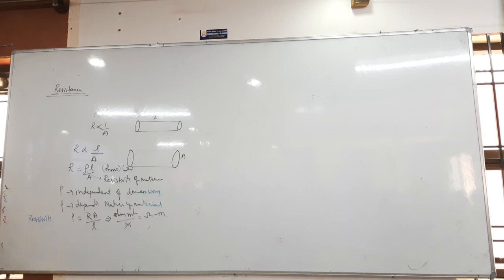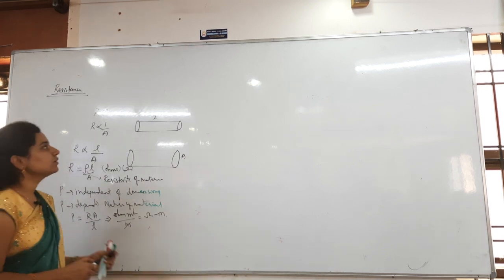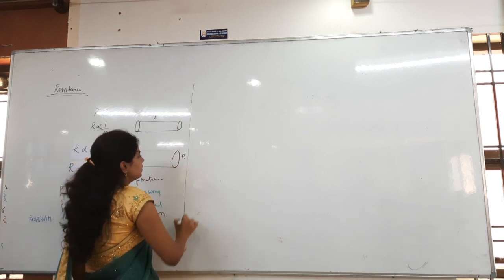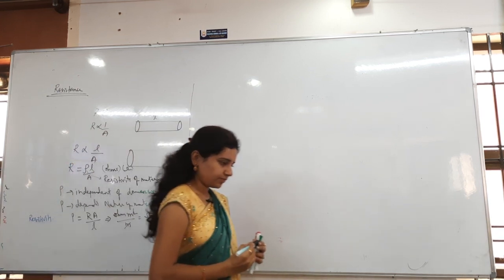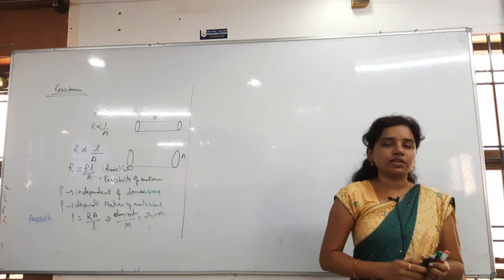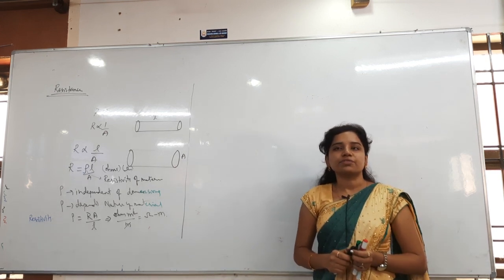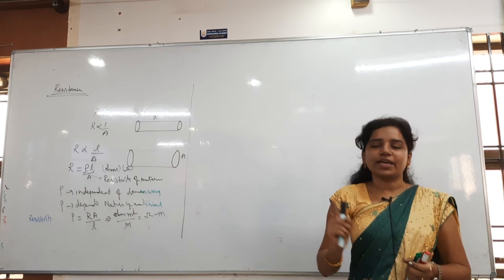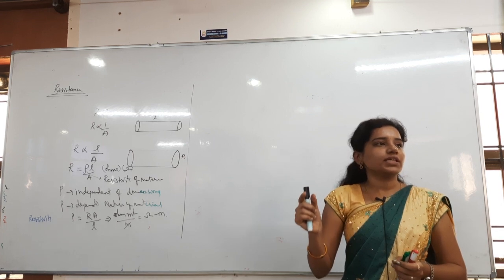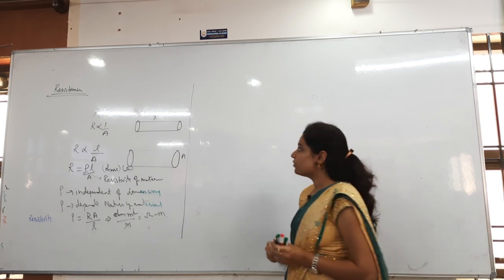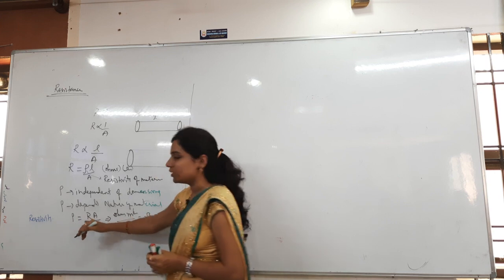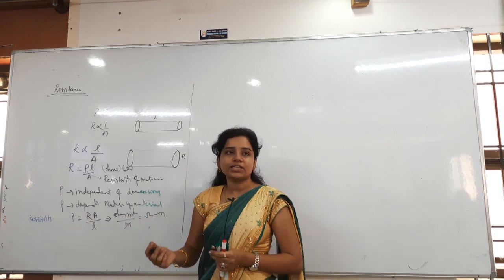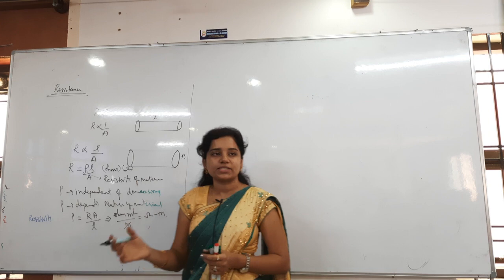Finished? Write this clearly. Rho is independent of dimensions. Rho depends on the nature of the material. Also, yesterday we saw the drift velocity formula in terms of electric field. What is that? Vd is equal to a into tau, where a is how much? E by m. Clear? From that we get the resistivity, and we will get the conductivity also. Conductivity is nothing but the reciprocal of resistivity.